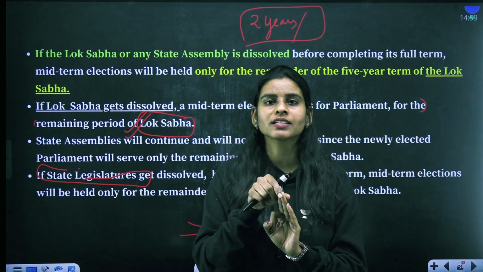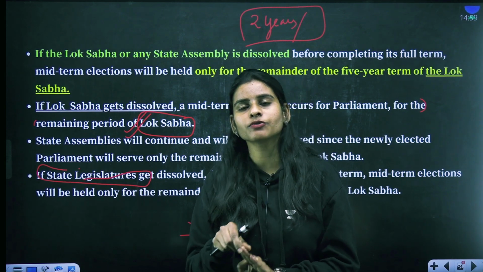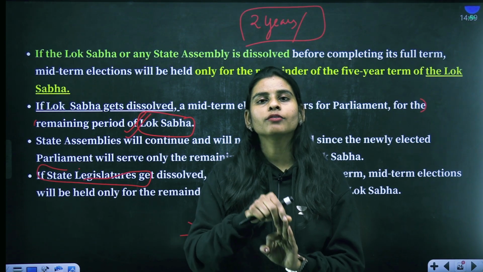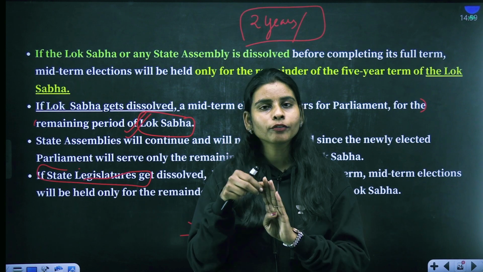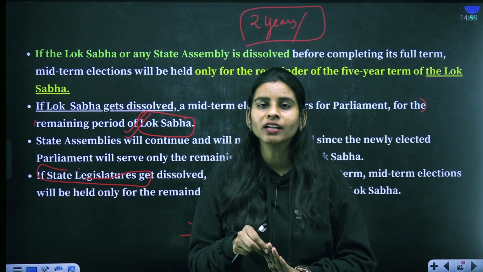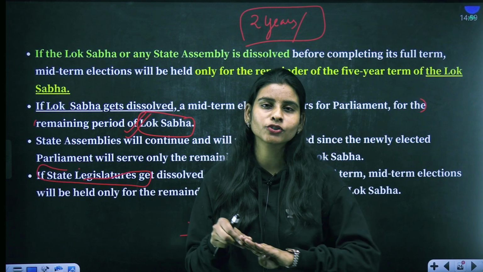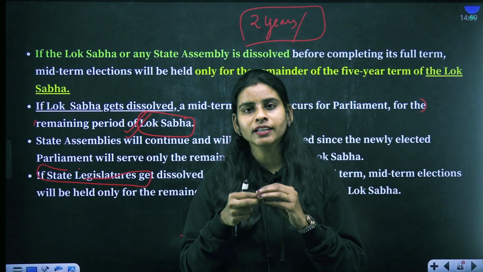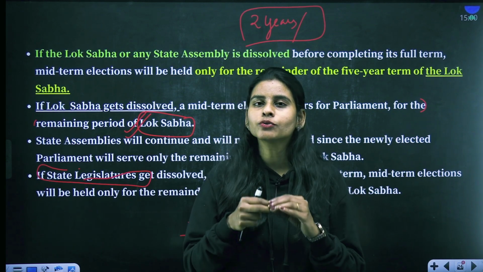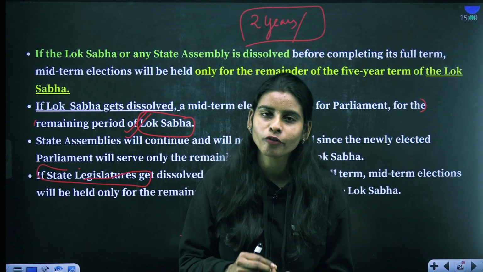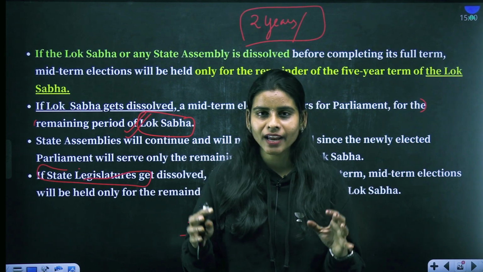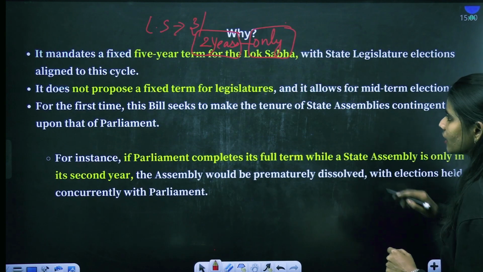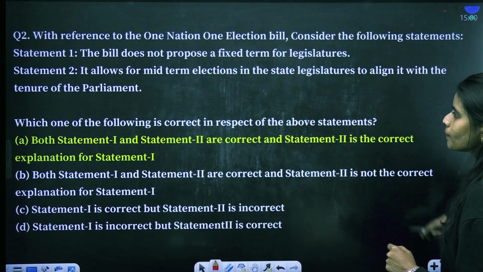In case the Lok Sabha is getting dissolved before completing its 5-year term period, the newly elected Lok Sabha will run only for fulfilling the remaining term period. So if the Lok Sabha is getting dissolved, it is not needed for us to dissolve the state legislatures also. It will function. So if the state legislature is getting dissolved, then the fresh elections will happen so as to fulfill the remaining term period of the Lok Sabha, but not the state legislature. I hope this is clear for you. So according to this, statements 1 and 2 both are correct.